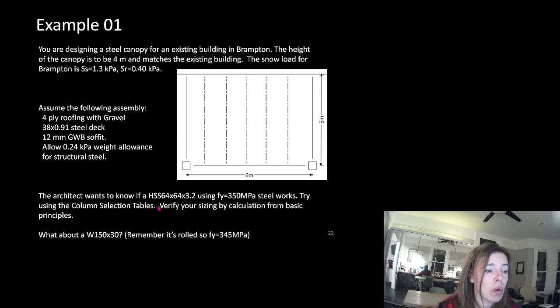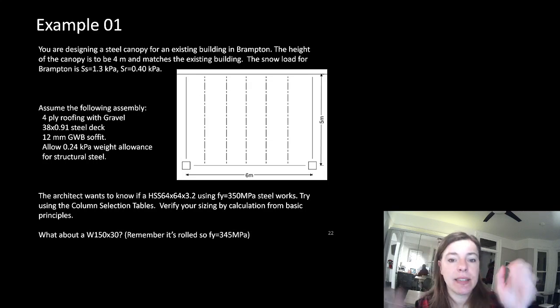The architect wants to know if an HSS 64 by 64 by 3.2 using an Fy of 350 MPa steel works. Try using the column selection tables and verify your sizing by calculation from basic principles. So use our big ugly equation. What about a W150? So they have two specific elements they're asking us to check. And remember that when it's a W150, Fy is actually 345 MPa. So we have two columns we can calculate by hand here.